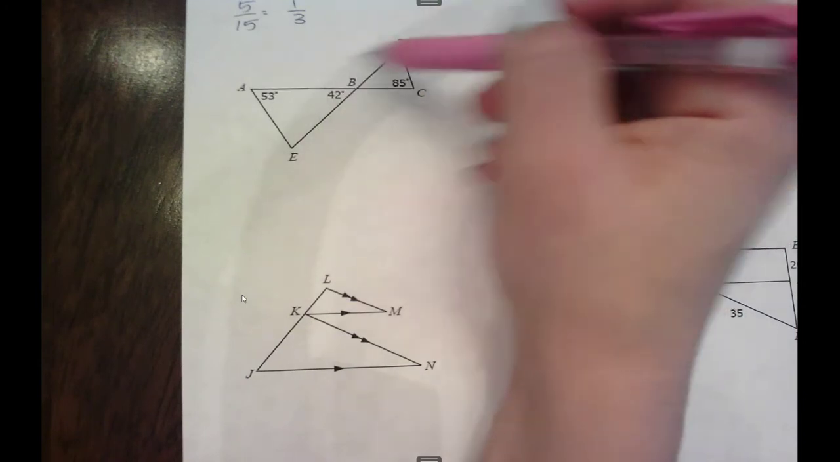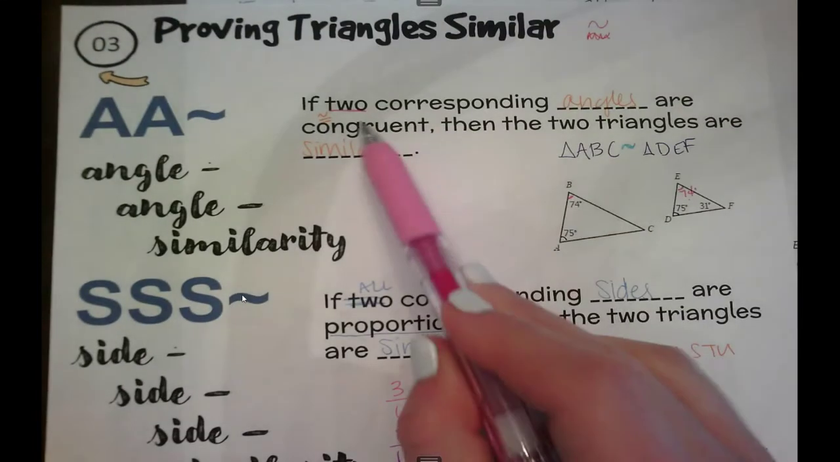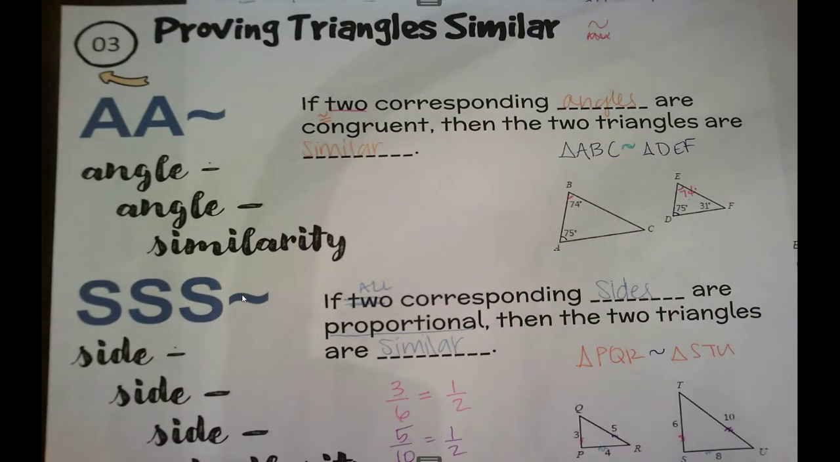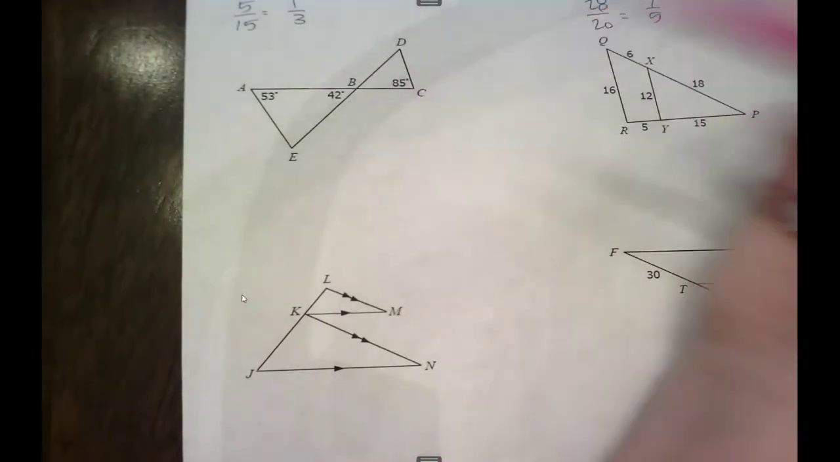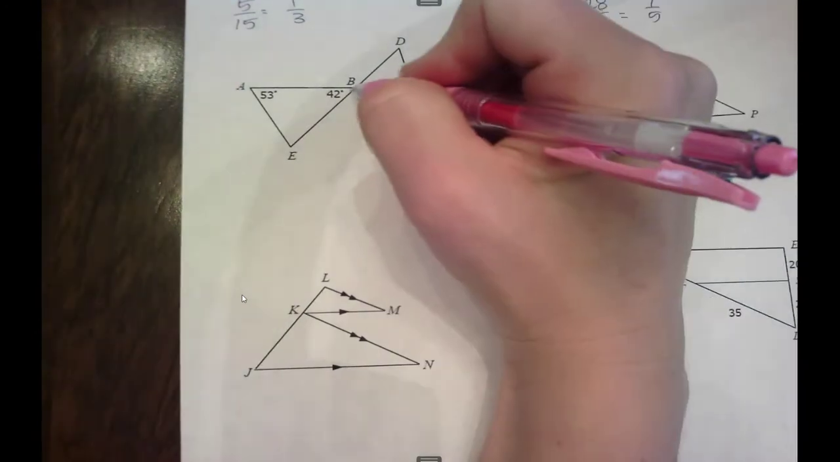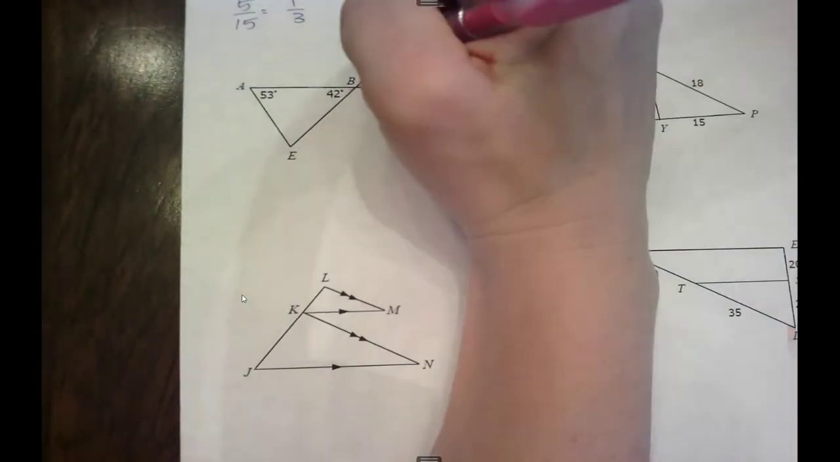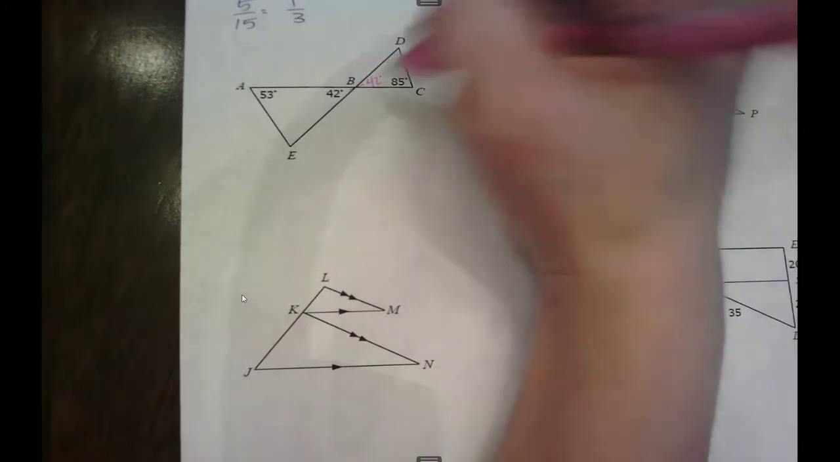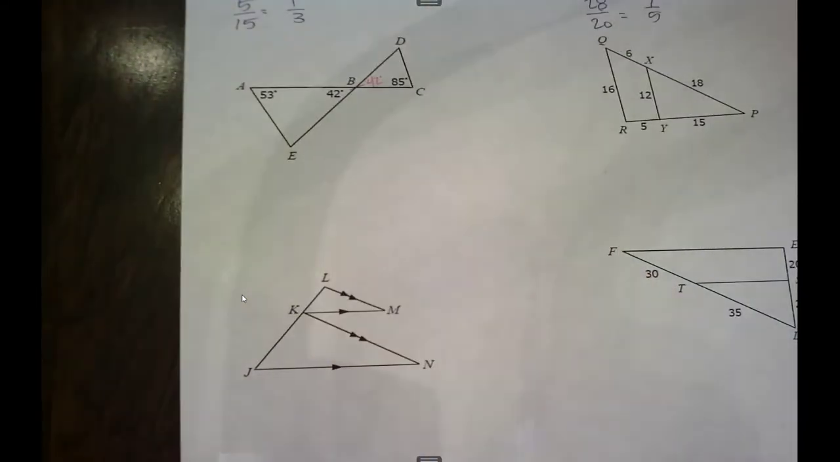There's 2 angles given, and no sides. So we're looking at angle, angle. If 2 corresponding angles are congruent, then the 2 triangles are similar. So we're looking to see if there's 2 corresponding angles. Remember when we have triangles like this that are vertex to vertex, these are vertical angles. So this is 42 degrees. Okay, so we've got one angle that is the same.